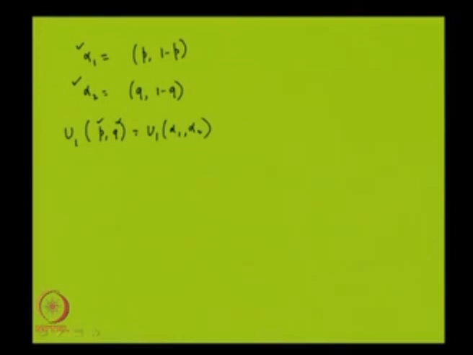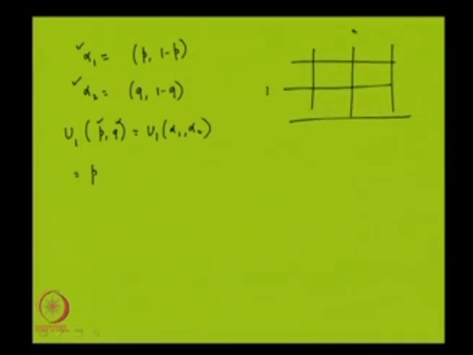Now, what is the payoff to player 1 in this situation? If he is playing the actions with P and 1 minus P probabilities, and the other player is playing the actions with Q and 1 minus Q probabilities. Just to repeat the diagram once again. This is player 2, this is player 1. This is played with Q and 1 minus Q. This is played with P and 1 minus P.